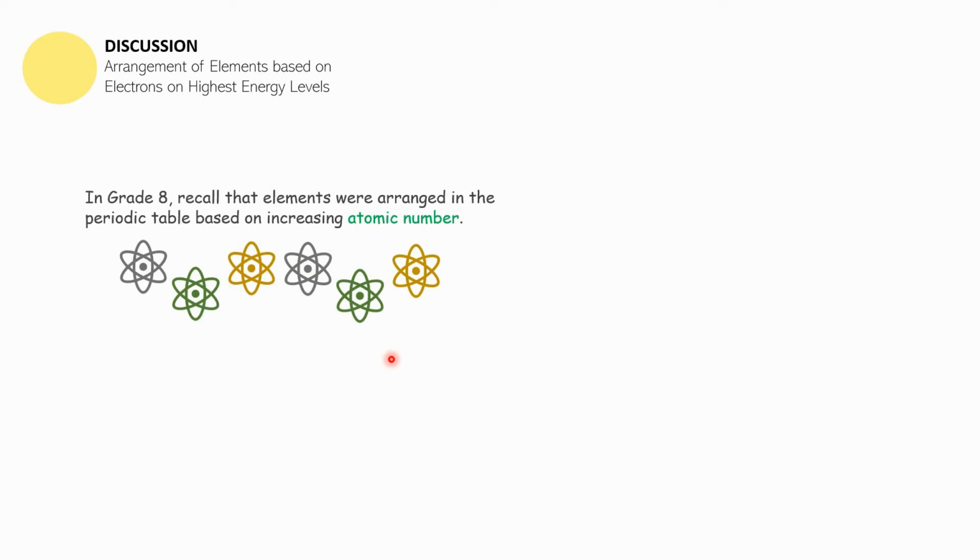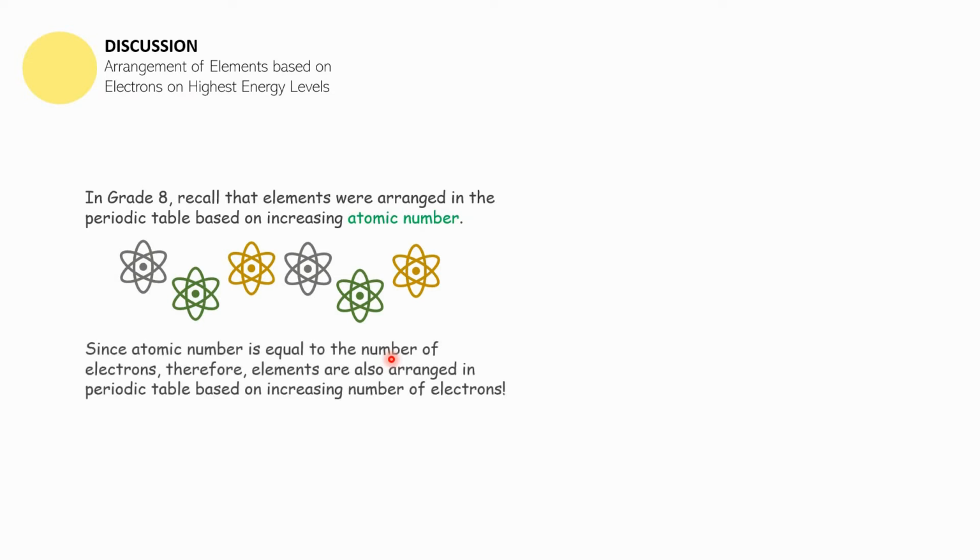In grade 8, you have to recall this, okay? From your previous grade level, elements were arranged in the periodic table based on increasing atomic number. So atomic number 1 is hydrogen, atomic number 2 is helium, atomic number 3 is lithium, and then atomic number 4 is beryllium. Right? Hydrogen, helium, lithium, beryllium, and then atomic number 5 is boron, atomic number 6 is carbon, atomic number 7 is nitrogen, and so on and so forth. So they're arranged in increasing atomic number.